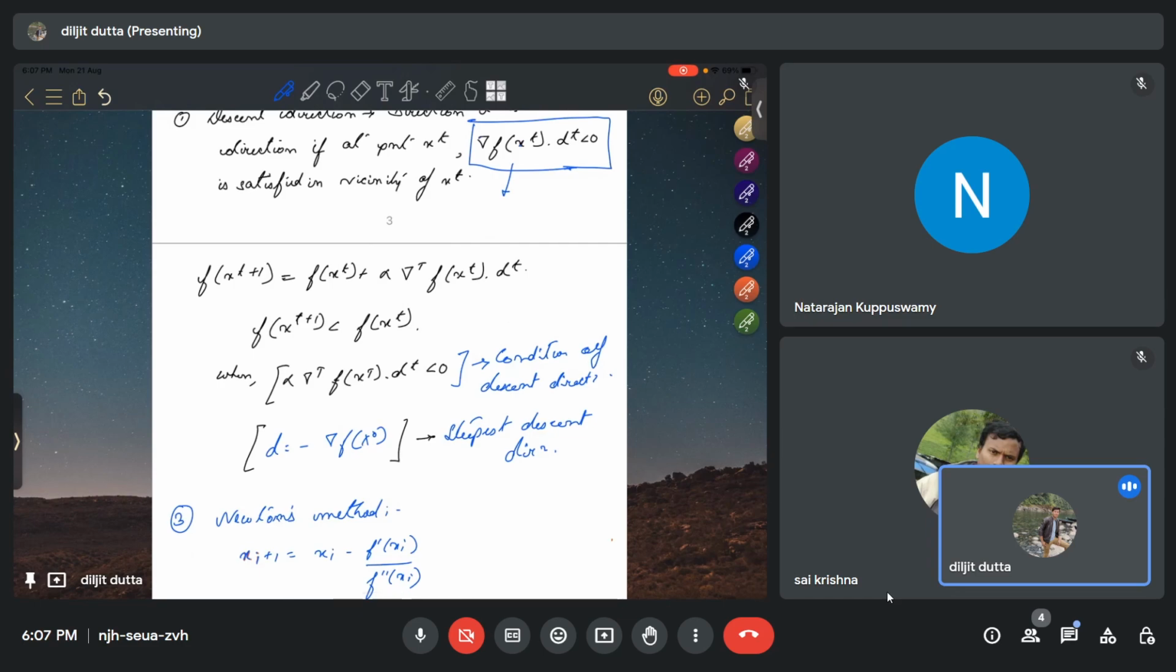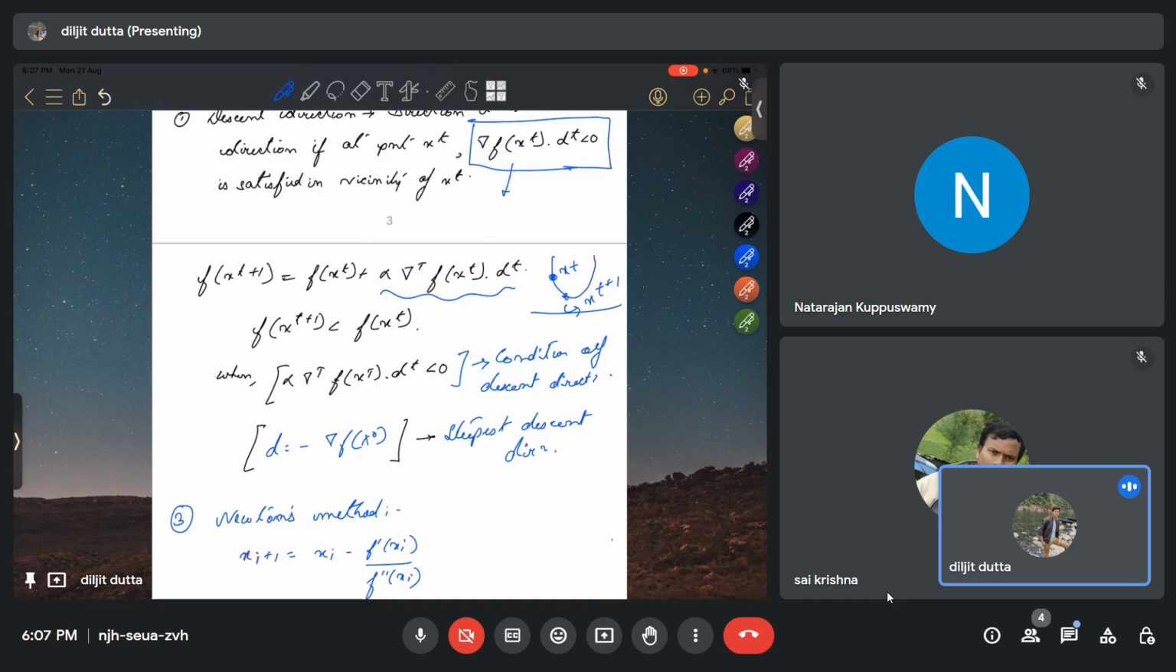So this condition is like that. Suppose we want to go for a minima, then what should be the basic condition? Suppose this is the first point, then we want the second point, this is xt and this is xt plus 1. We want that the function value at xt plus 1 should be less than or equal to f of xt. So if that is the condition, then this value should be less than or equal to 0.